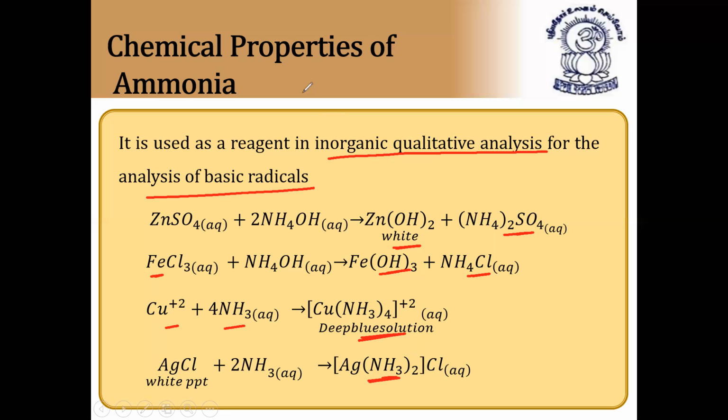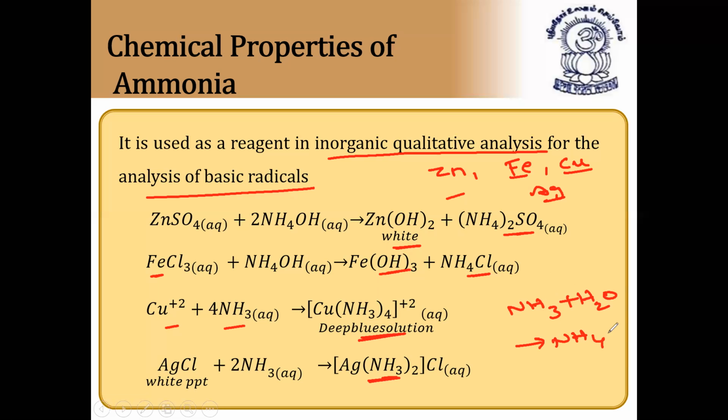So these are the uses of ammonia: to identify silver, copper, iron and zinc. We can test zinc, iron, copper as well as silver by using ammonium hydroxide. Ammonium hydroxide, how do we get it? When ammonia is dissolved in water, it forms ammonium hydroxide. So when you take ammonia along with water, it forms ammonium hydroxide.